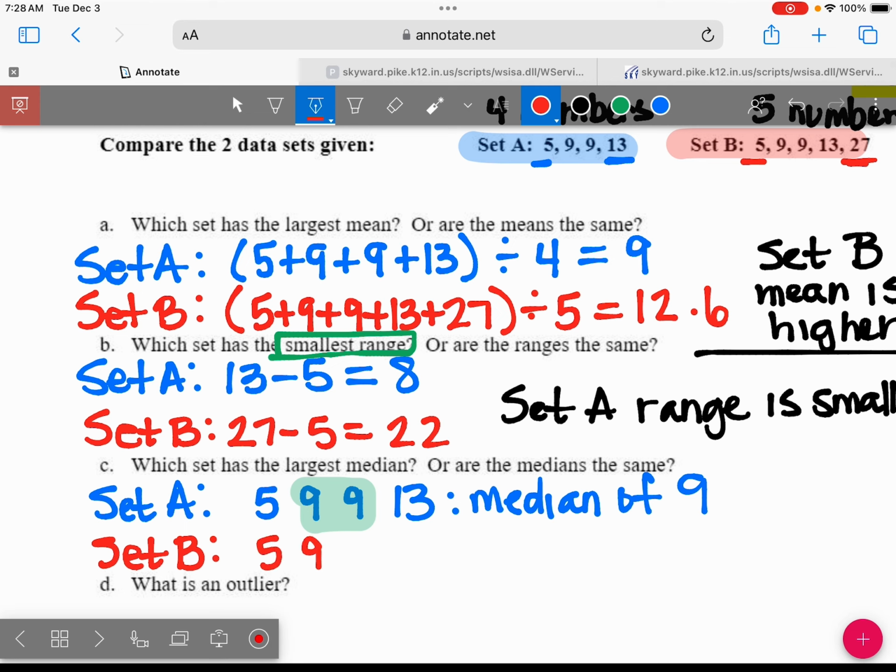Now let's do the same thing for set B. Set B, our numbers are 5, 9, 9, 13, and 27. What's the median of set B? 9. So the median is 9. So now we're ready to answer the question. Which set has the largest median, or are the medians the same? They're the same.